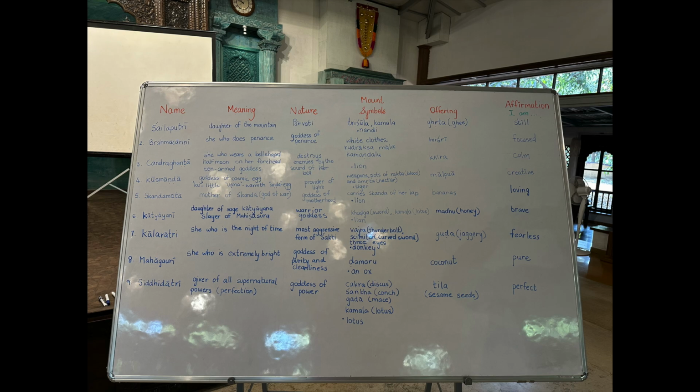Gently close your eyes. Keep your body still, mind focused, mind calm. Get into a creative space in your heart. Get into a loving space in your heart. Be brave, be fearless, be pure. And then tell yourself, feel yourself as I am perfect. Everyone say that one time, I am perfect. Say it out loud once, I am perfect. Now say that same statement in your mind 10 times. In your mind, silently, within yourself, I am perfect.